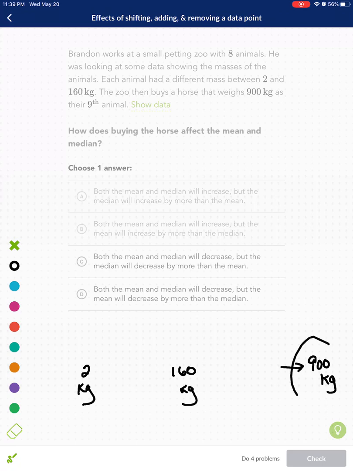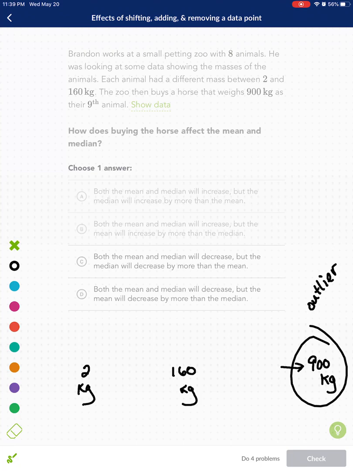So that's what we would call an outlier, all right? An outlier. It's a word you probably read more than you ever say, but I'm going to say outlier because it lies outside the typical. All right, so how does buying a horse affect the mean and median?